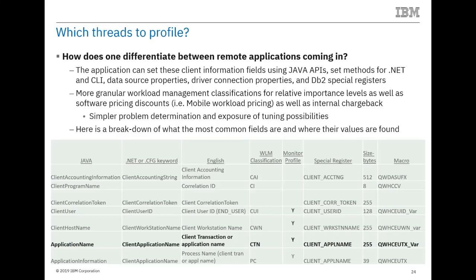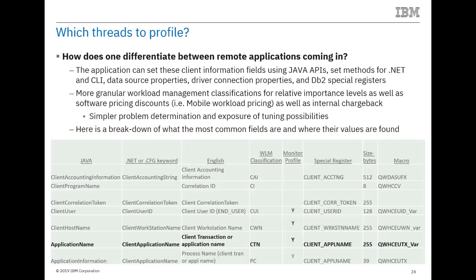So if you don't keep anything else out of this presentation, please take note of this chart down here that we've built. I'm talking about the client accounting information. On the left side, I've got Java, then we've got .NET, a little description of it, whether or not you can use WLM to classify DBATs using that field, whether you can use a monitor profile against that field, and if there's a special register against it as well. So please take note of this. The more granularly you can implement this, the better.